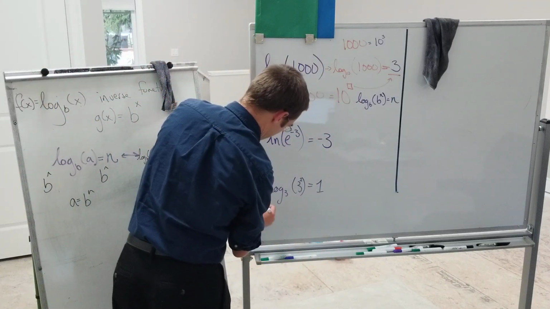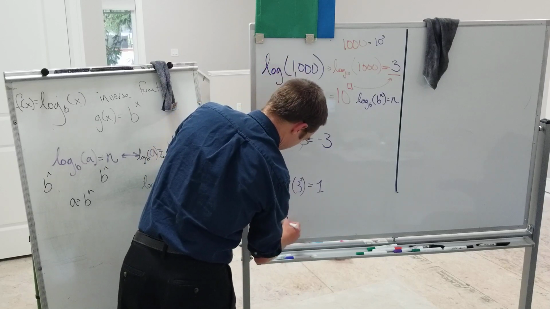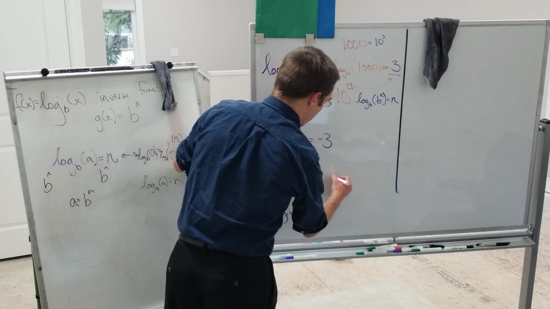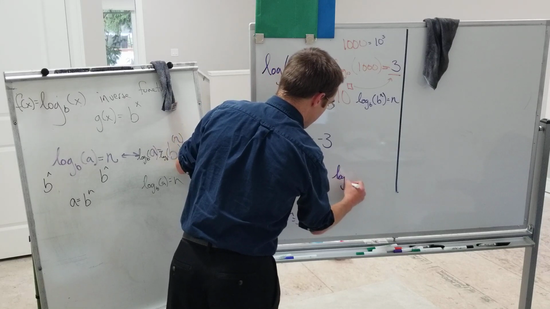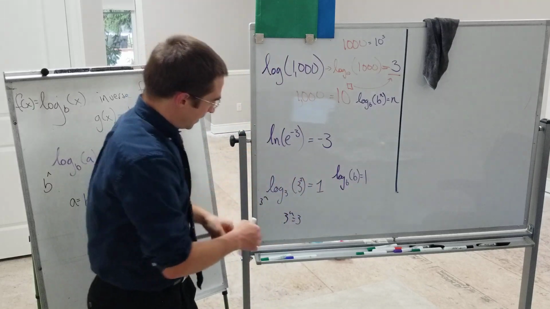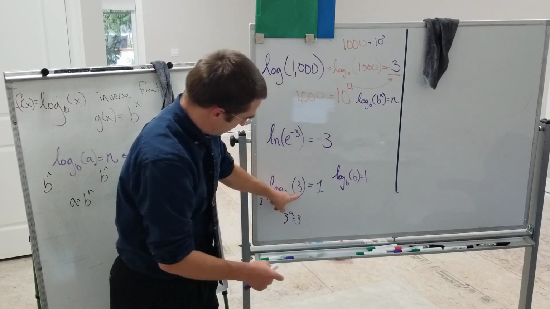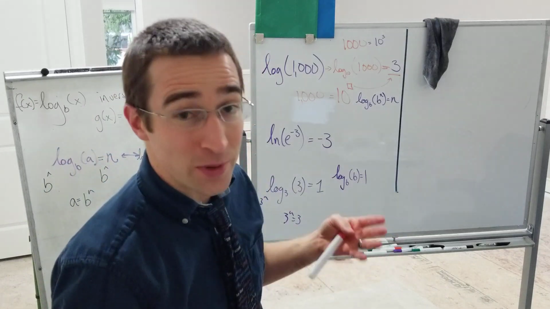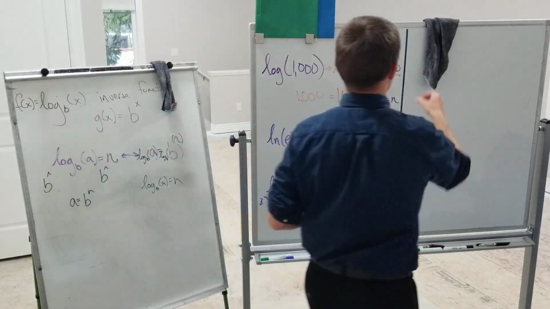Right? Because if I did 3 to the n equals 3, n would be 1. And in general, if I have log base b of b, it's 1. If these two numbers ever match up for the exact same number, your answer is 1. Okie dokie.